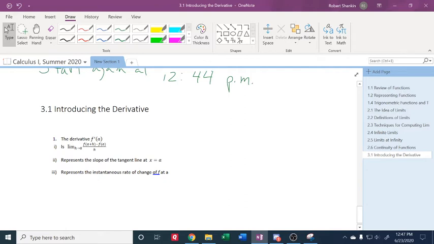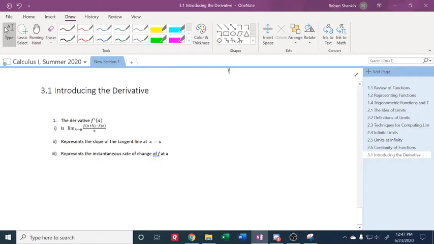All right, let's go to 3.1, introducing the derivative. And we start with number 1 here. The derivative, and the symbol for the derivative is f prime of a. Now, when Newton first came up with the derivative, he had to come up with a different symbol. It had to do with the function f. He used this symbol here, and he called it like a hat, f hat of a. But in time, it became the apostrophe that we use. So this is the more common symbol for the derivative.